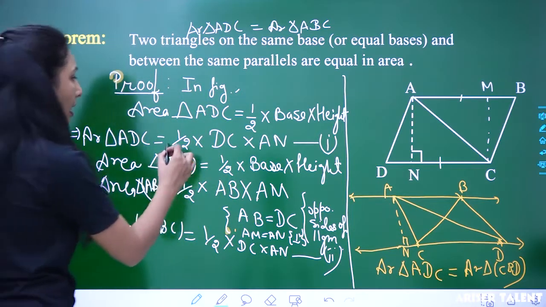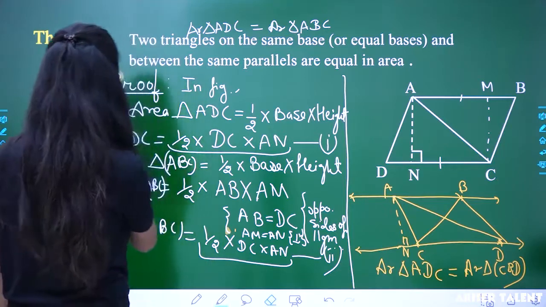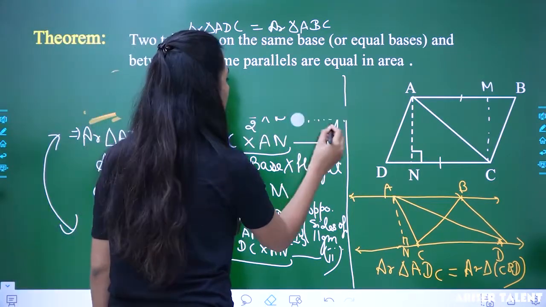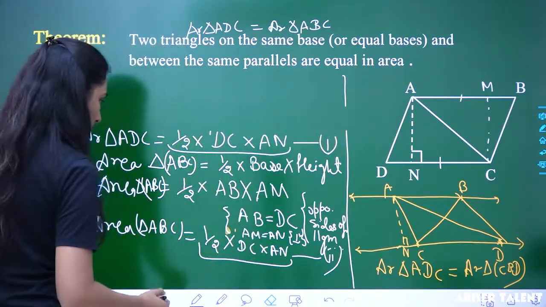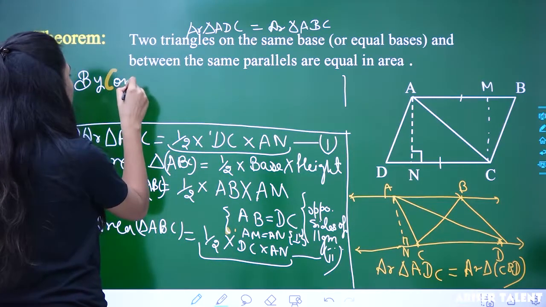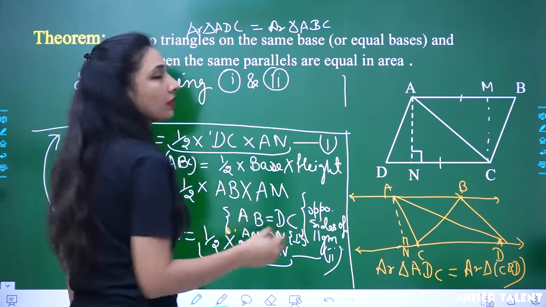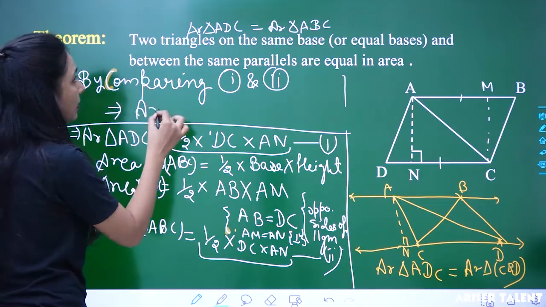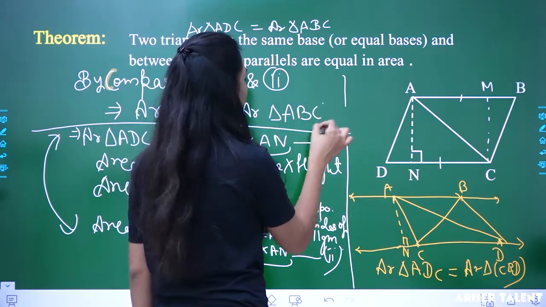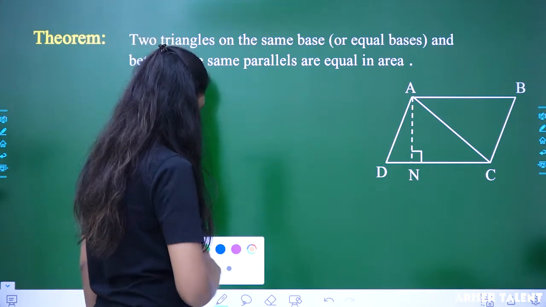Now, compare first and second: half DC AN, half DC AN. That means these two areas are equal to each other. So by comparing first and second, we can simply say that area ADC will be equal to area triangle ABC. Understood this thing? Okay.